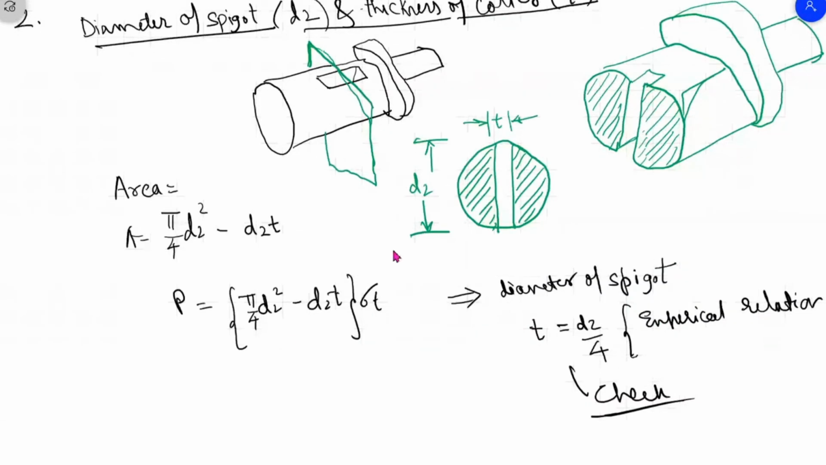Coming to the second formula, this is spigot. All of you have seen spigot. Spigot is like this, and there is a slot.